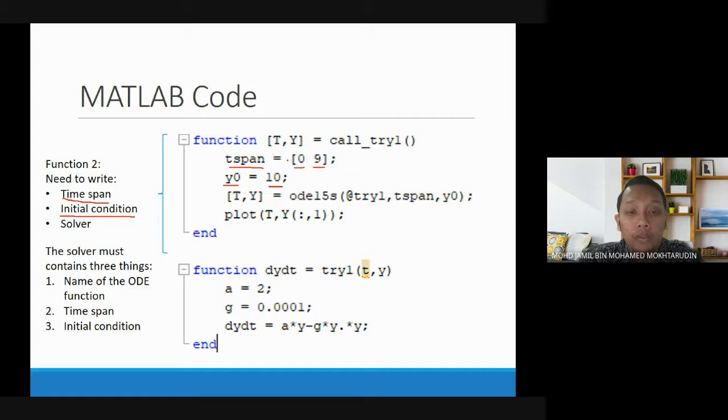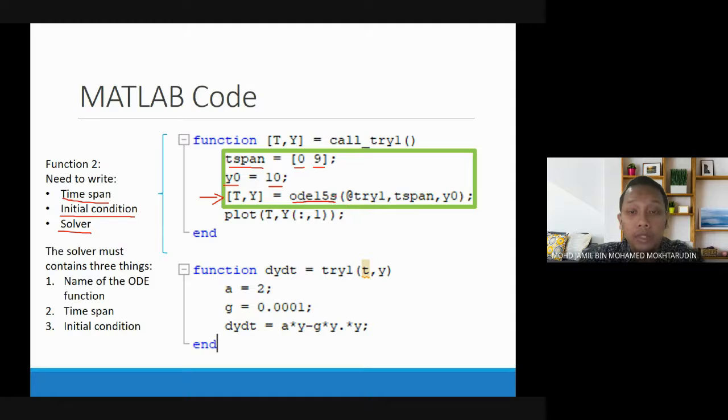And then after you have your time span and initial condition, you need to write the solver. Okay, so look at the solver. The solver here, you must write it like this. The output is t and y, big T and big Y, in square brackets, equals ODE15S. This is a solver in Matlab. This is a built-in function in Matlab.